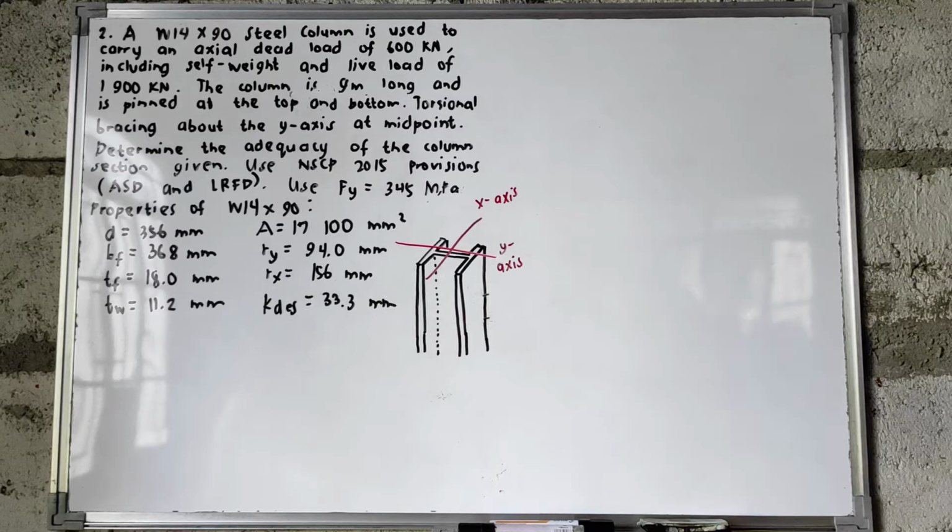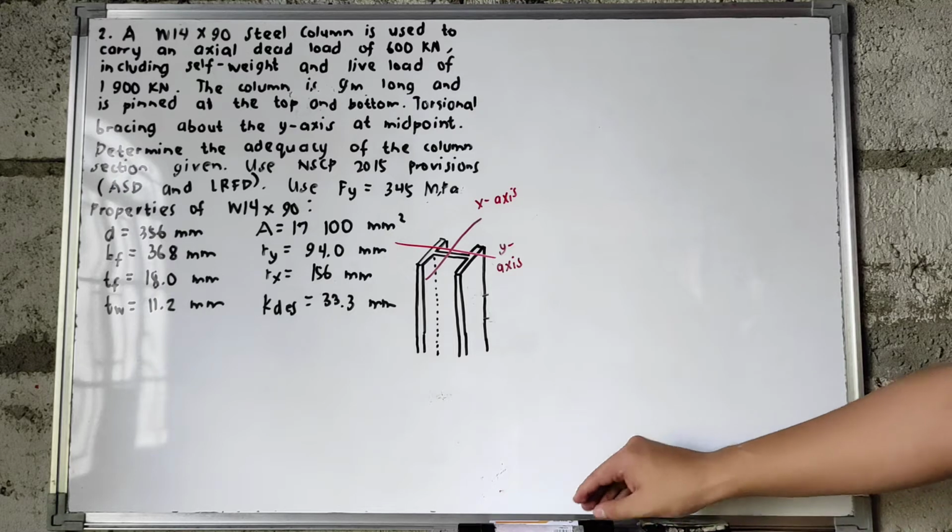Problem number 2. A W14 by 90 steel column is used to carry an actual dead load of 600 kN, including self-weight, and a live load of 1,900 kN. The column is 9 meters long and is pinned at the top and bottom in both axes.